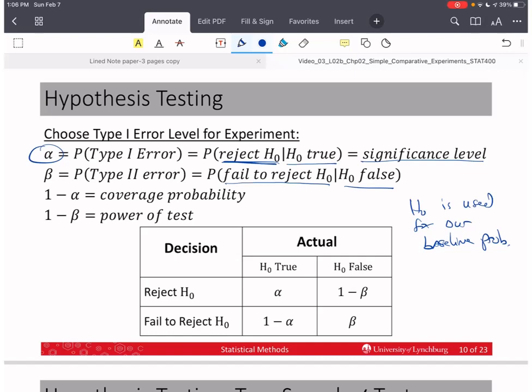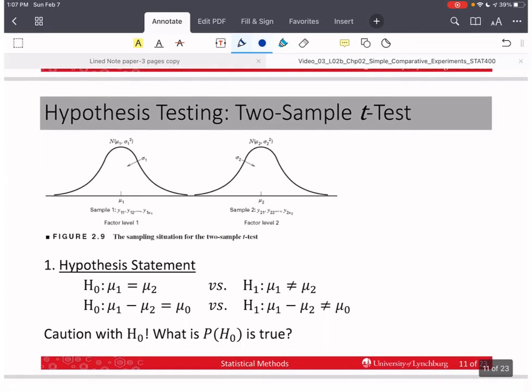And then 1 minus beta is the power of the test. That's the probability that we reject H naught given H naught is false. So the power of the test is how good we are at identifying that the null hypothesis is not true in favor of the alternative, or one of the alternatives. This table gives you the relationships between these quantities. With hypothesis testing, we're going to do something called a two-sample t-test.